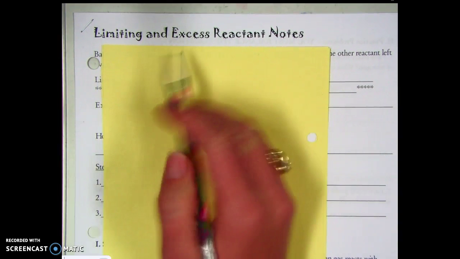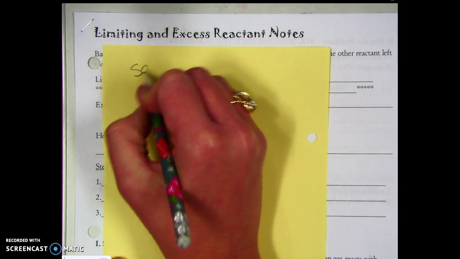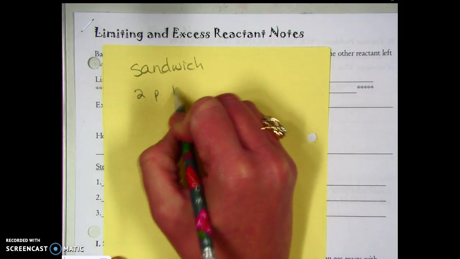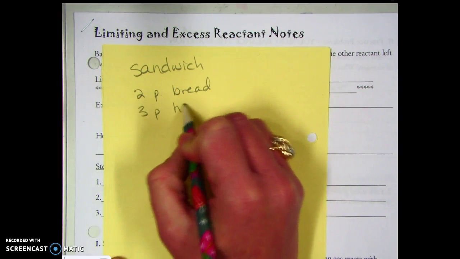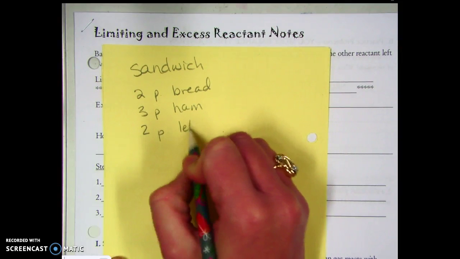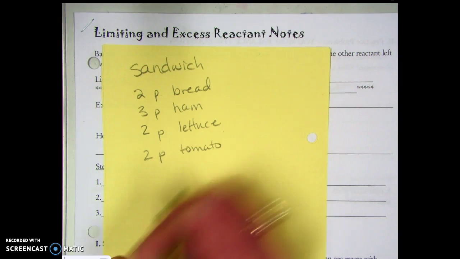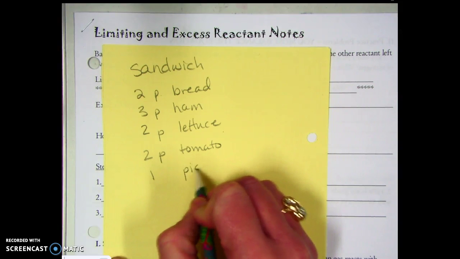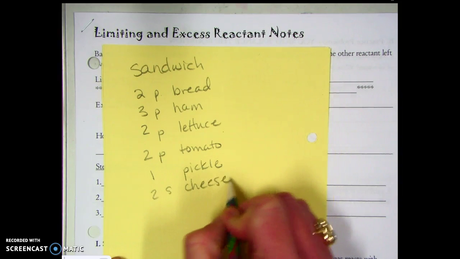Okay, today we're going over limiting and excess reactant notes. If I asked you to make a sandwich, we know that a sandwich needs 2 pieces of bread, maybe 3 pieces of ham, let's say 2 pieces of lettuce, 2 pieces of tomato, let's add 1 pickle, and maybe 2 slices of cheese. That'll be a good sandwich.